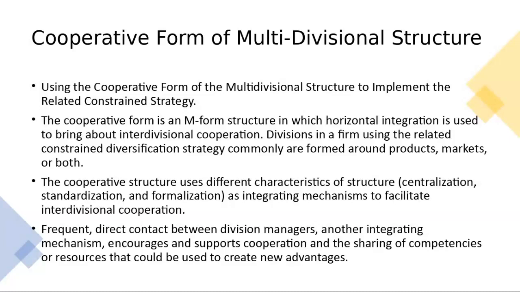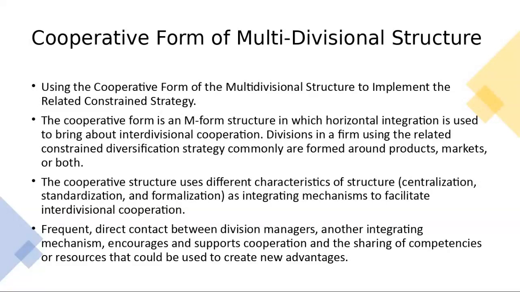The cooperative structure uses different characteristics of structure. They use centralization, standardization, and formalization, which we had discussed before, as integrating mechanisms to facilitate interdivisional cooperation. So each company can coordinate and talk to each other, and decision making can come together for all the different companies within the cooperative form. Frequent direct contact between division managers, another integrating mechanism, encourages and supports cooperation and the sharing of competencies or resources that can be used to create new advantages.